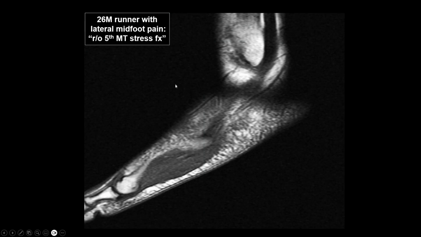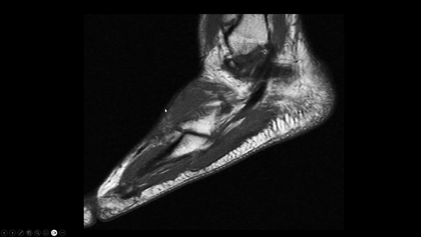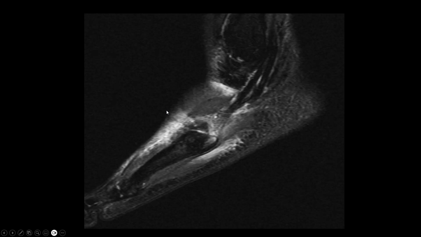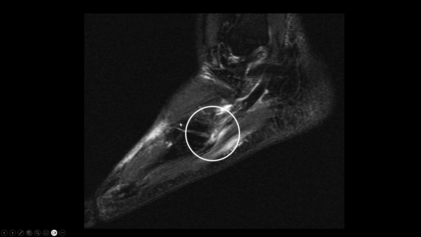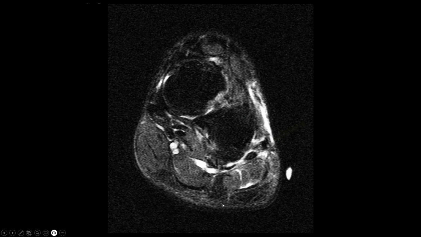Here's another one. Guess what? Another runner, lateral midfoot pain, must be 5th metatarsal. Let's take a look. Here comes peroneus brevis in on the sagittal. Not too much on the T1, but we go to T2 and fat set, and you notice a lot of edema around here. Very hard to sort out because of volume averaging, but let's look on the short axis now. Got our peroneal tendons here, but where is the abnormality?